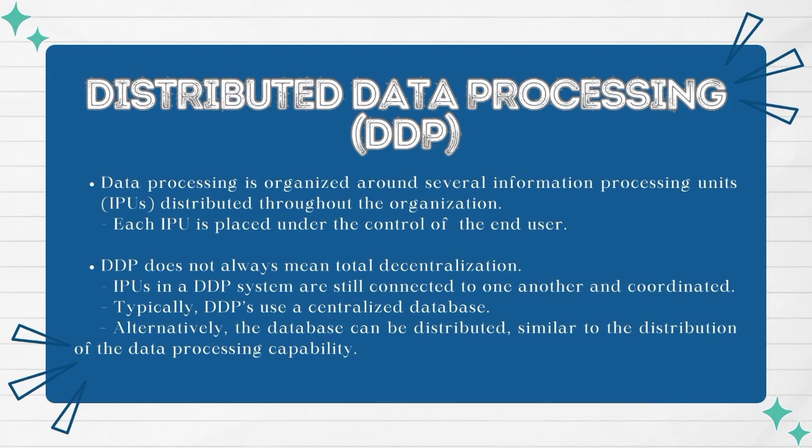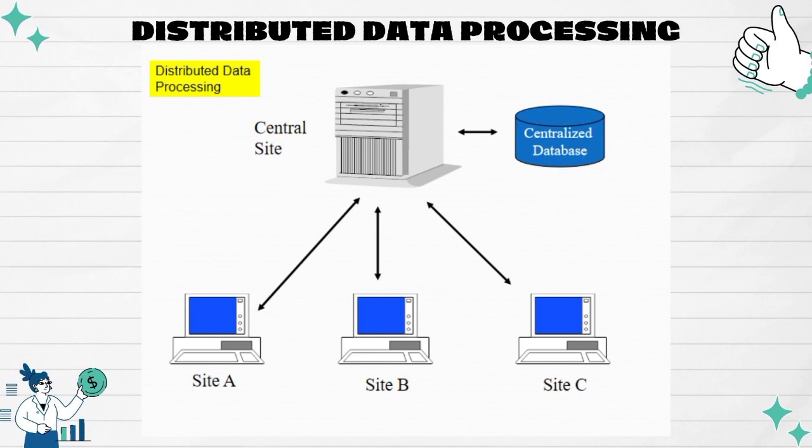Distributed databases fall into two categories. First is partitioned, and second is replicated databases. As you can see in the illustration of distributed data processing, there is a central site or decentralized database where it connects site A, site B, and site C. So like I said earlier, the several information processing units are distributed throughout the organization. So as you can see in the illustration, the centralized databases are distributed through site A, site B, and site C.